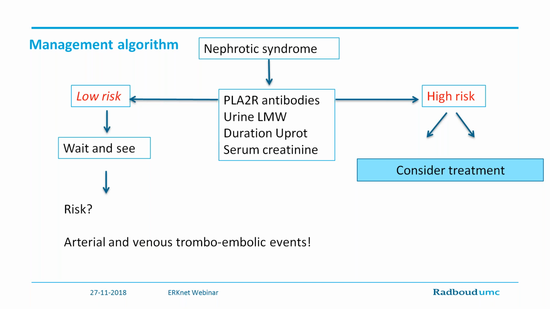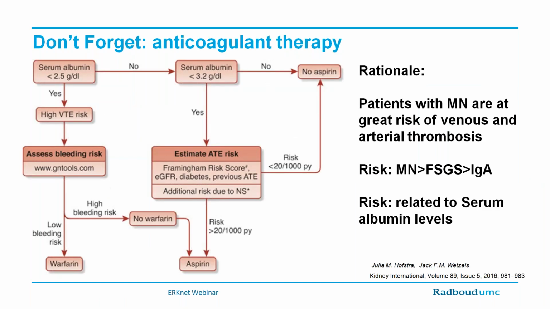Based on this increased risk, algorithms have been developed which try to define how to treat these patients. This is an algorithm that can be used where, based on the serum albumin value, the risk of venous and arterial thrombosis is estimated, and then by adding a risk of bleeding score, which can be found on the internet, it's possible to balance the advantage of prophylactic treatment against the risk of bleeding.